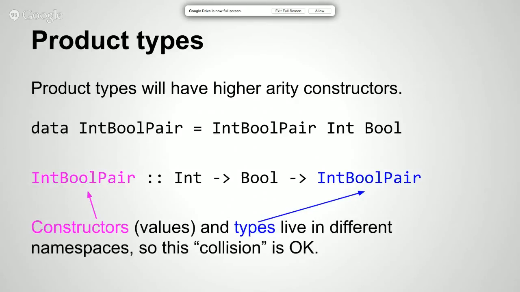And one thing I want to point out is that the constructors and the types actually live in different namespaces. So this collision that you're seeing is okay. When you define a data type with one constructor, you will usually give the constructor the same name as the type. And that means that you have a value called IntBoolPair, which is the constructor function. You have a type that is IntBoolPair, which is the type that these things live in, and that's totally okay because they're in different namespaces.